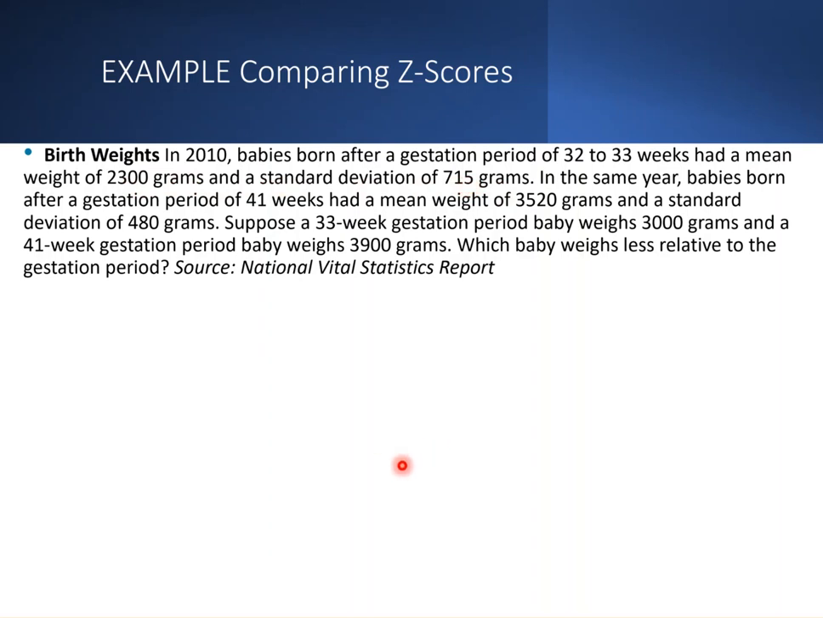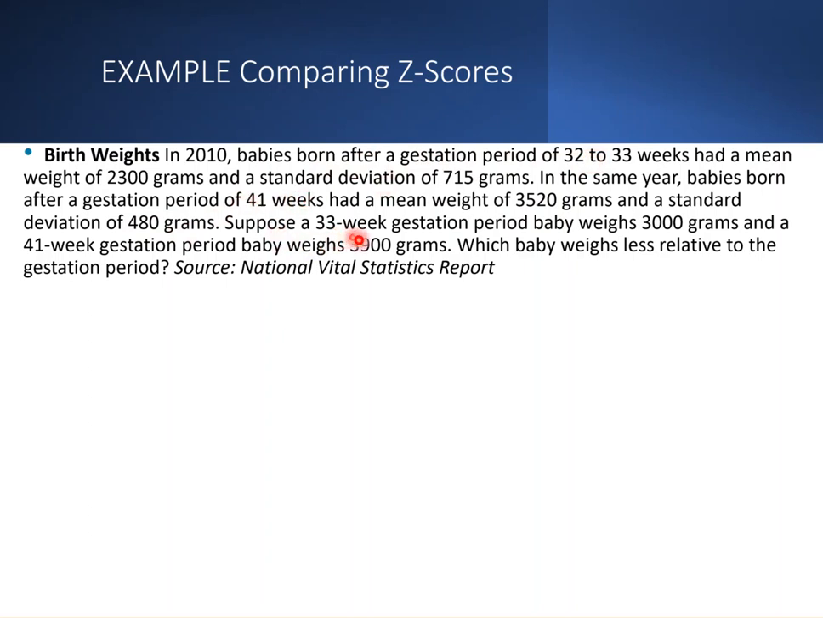In that same year, babies born after a gestation period of 41 weeks, so we'll call them full-term babies, had their own average weight of 3,520 grams and their own standard deviation of 480 grams. So we have again two different gestation periods. We have preemie babies and we have full-term babies.